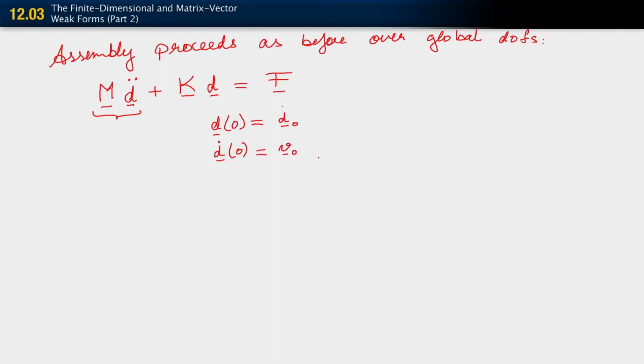And V naught, you remember, is simply the value of the function V naught at points x A, for every single degree of freedom A, because the initial condition has to be specified over the entire vector D. This is essentially it. Just as we specified initial conditions for our parabolic problem, we have two initial conditions now for this problem.